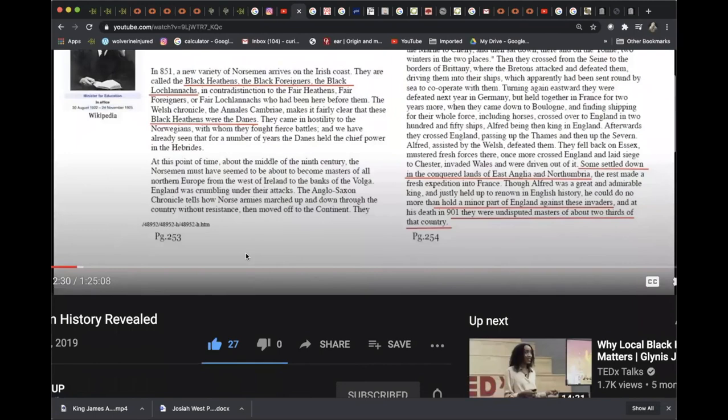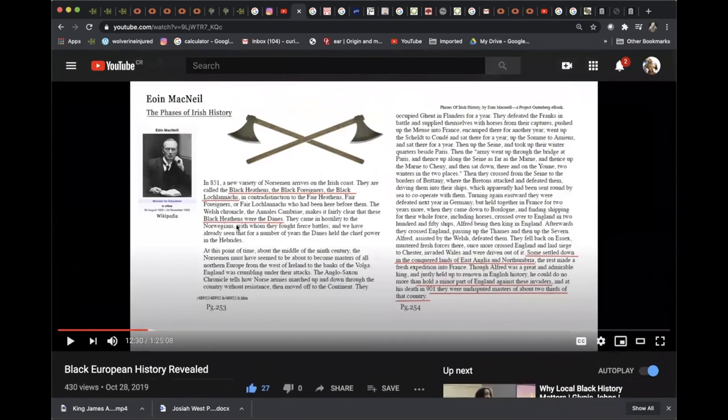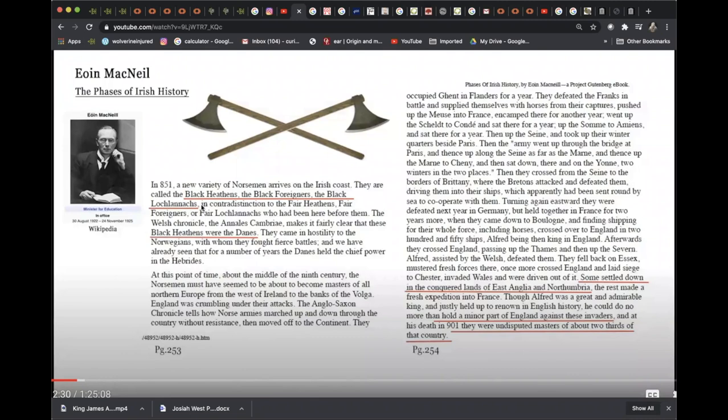In the same video, again, on the channel Straight Up, the video Black European History Revealed, thanks for sharing this information with us. It says here, in 851, a new variety of Norsemen arrives on the Irish coast. Again, this is from the book The Faces of Irish History by Aon McNeil. He's saying that in 851 there are written accounts of a Norsemen invasion on the Irish coast, and they are called the Black Heathens, the Black Foreigners, the Black Lochlannocks.